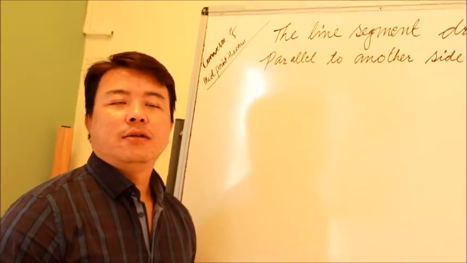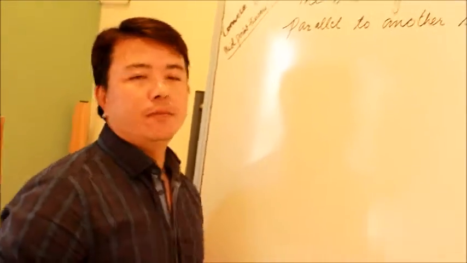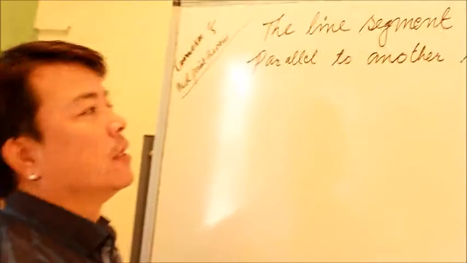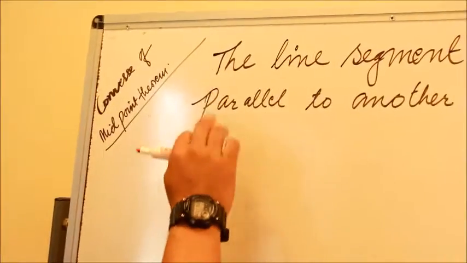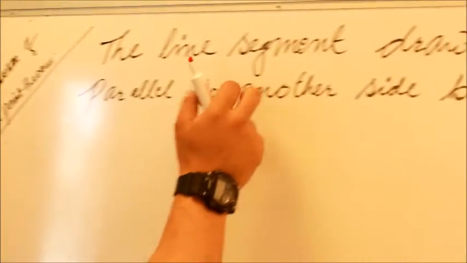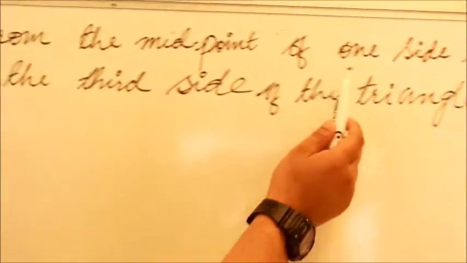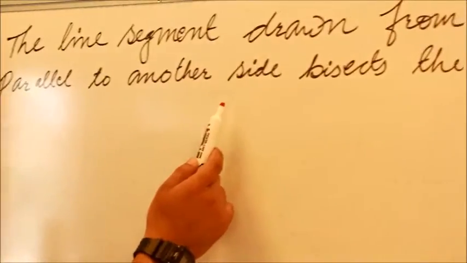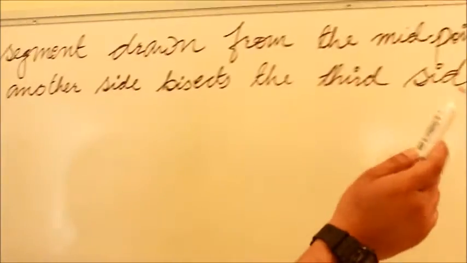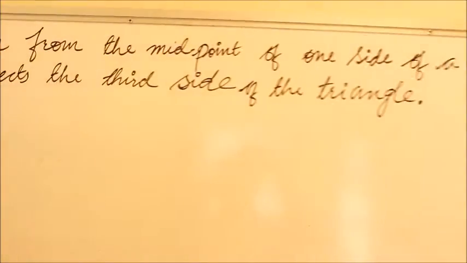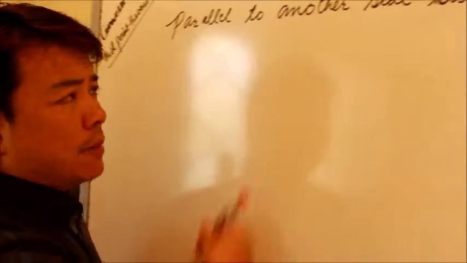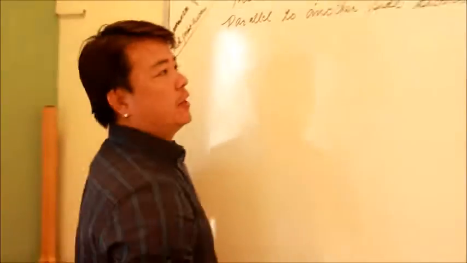Hi guys, today we are going to do the converse of the midpoint theorem. In the last lesson we did the midpoint theorem. The converse of the midpoint theorem is: the line segment drawn from the midpoint of one side of a triangle parallel to another side bisects the third side of the triangle. I'll prove it today.